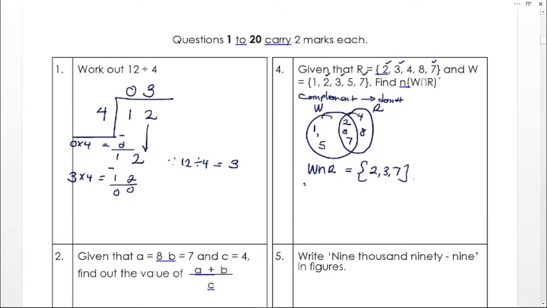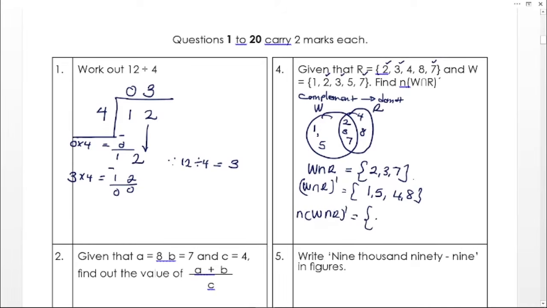Then they are telling us W intersecting R complement. What is that set there? That is 1, 5. Remember, I've said we don't include the intersecting part because of this word complement, this symbol complement. Therefore, we are having here 4 and 8. Then we answer the question, number of members in W intersecting R complement.